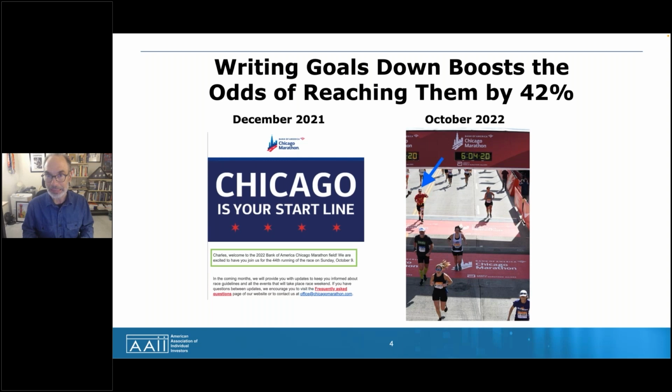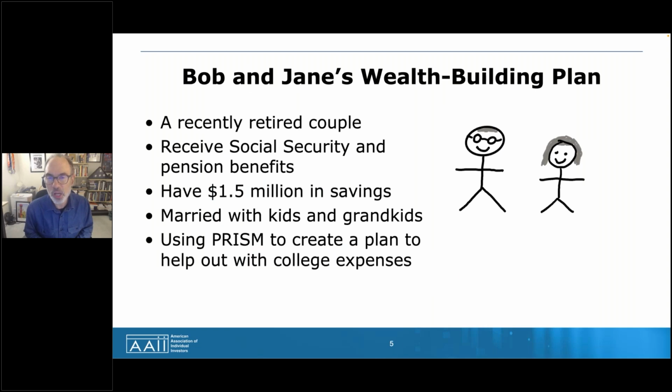So again, it's another way you can actually make yourself accountable and really take a step further towards reaching your goal. But even if you do, you still need that written plan. And again, it goes across fields. It's not just investing. But let's talk about PRISM specifically, and let's talk about financial goals, not running.